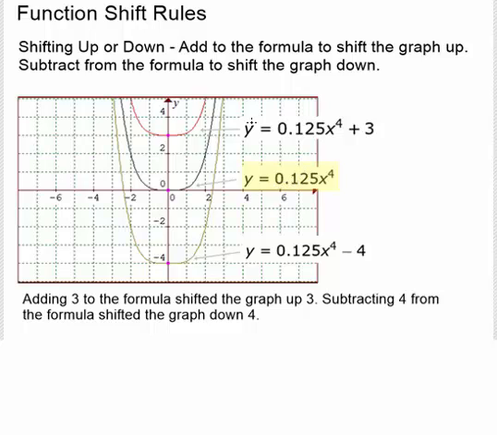Now I add 3 to this formula, and I have the formula y equal 0.125 x to the fourth plus 3, and the graph is just moved up 3 units. Exactly the same shape, but moved up. And in the bottom graph, I've just subtracted 4 from the formula, and the graph is shifted down 4 units.